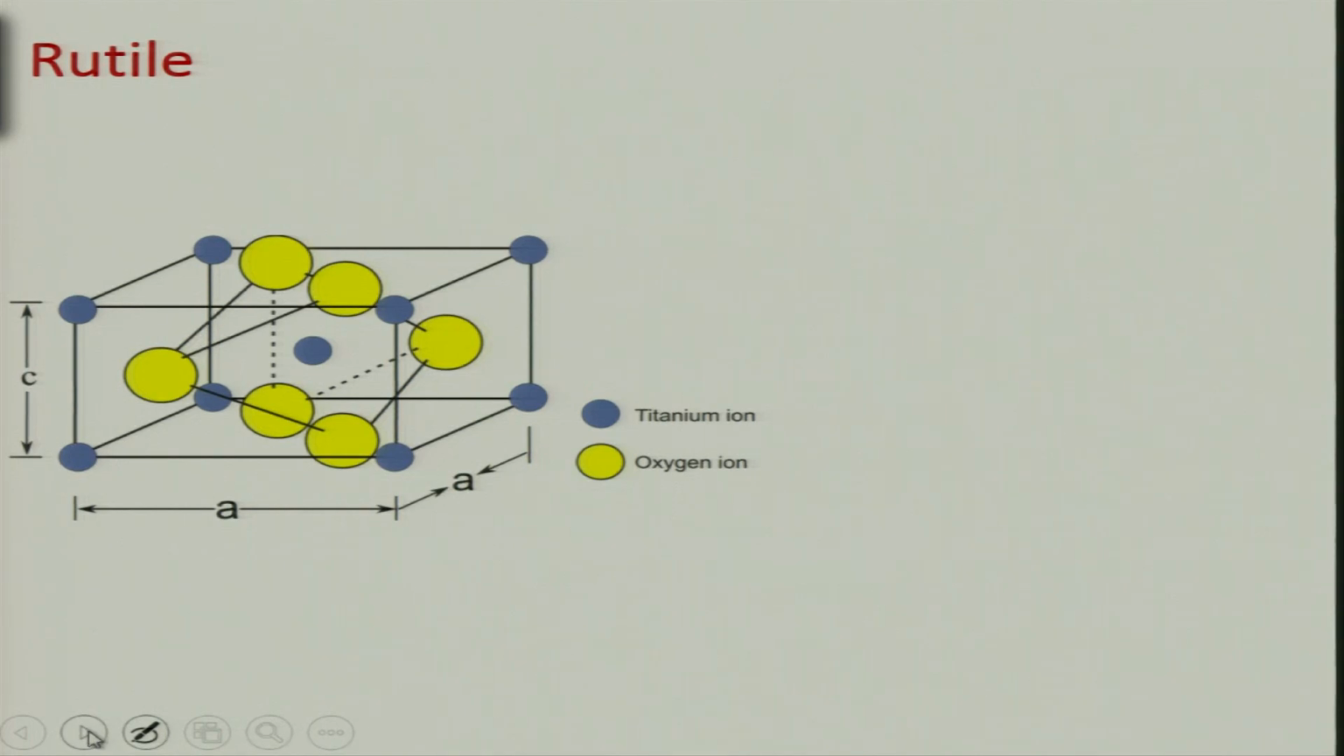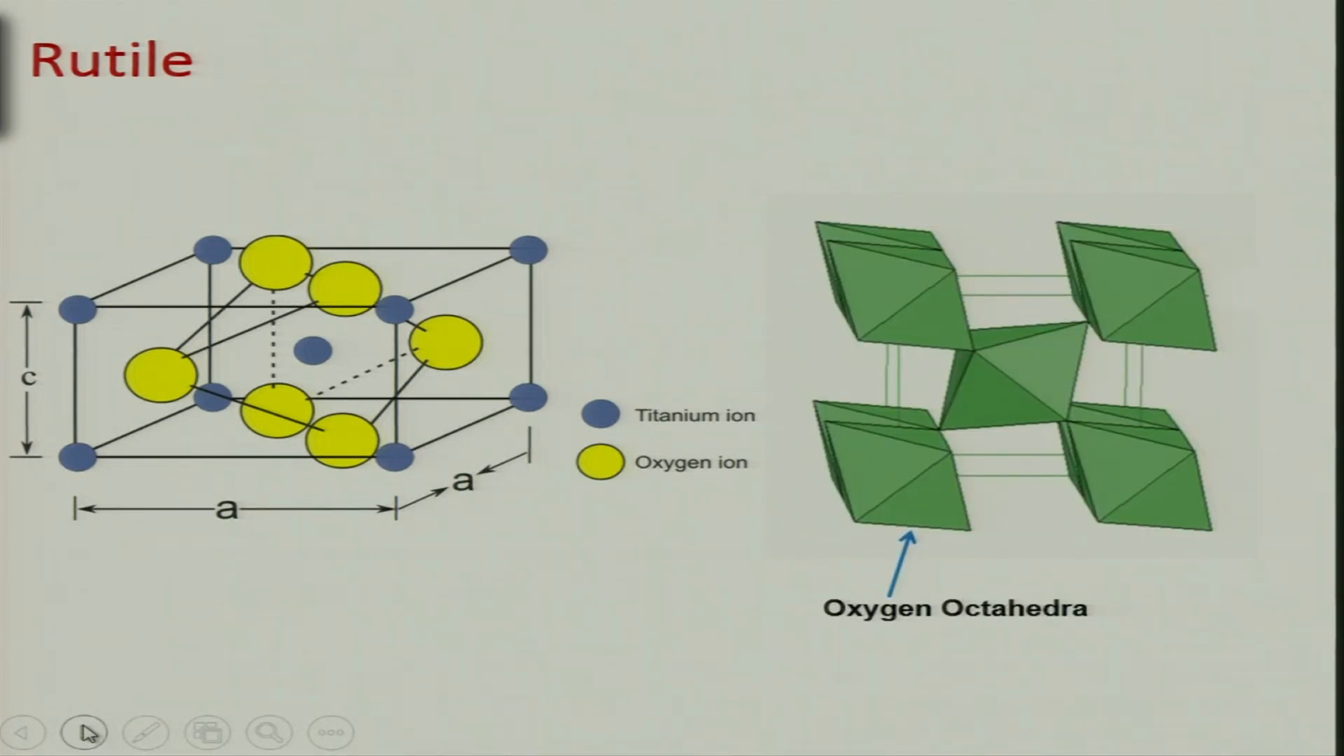If you want to look at the polyhedral picture, it is like this. You have octahedra facing in this direction, and other octahedra facing in that direction. It is a slightly distorted structure, which is why it is tetragonal instead of hexagonal close packed.